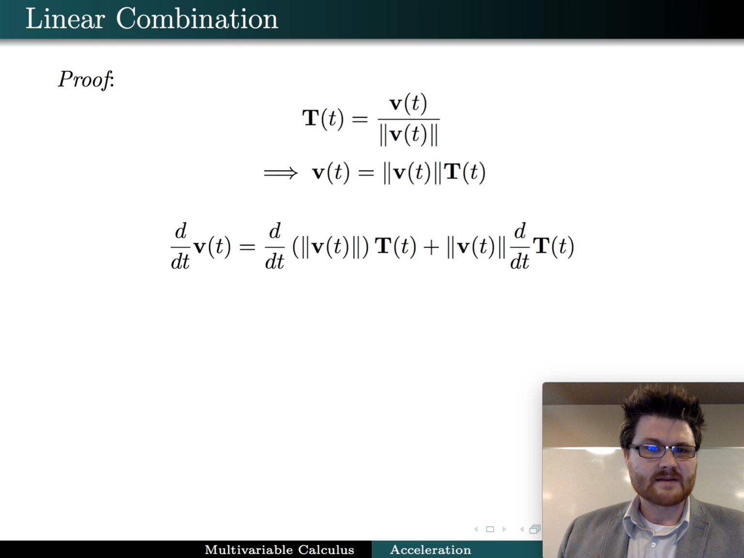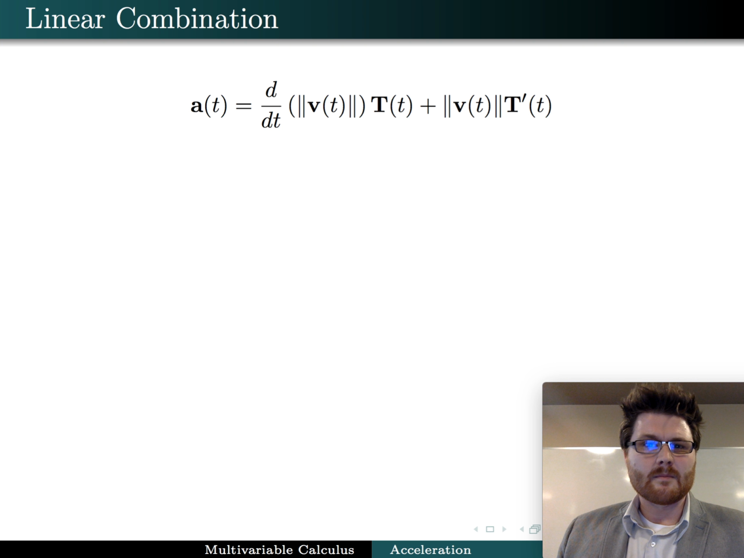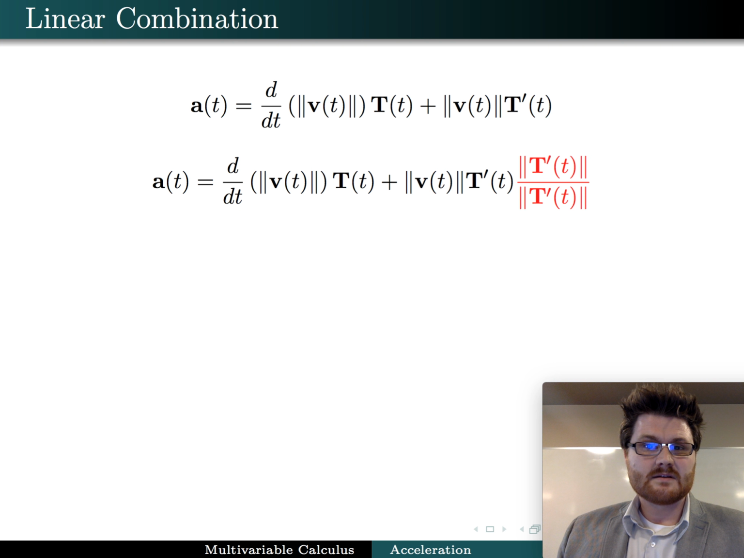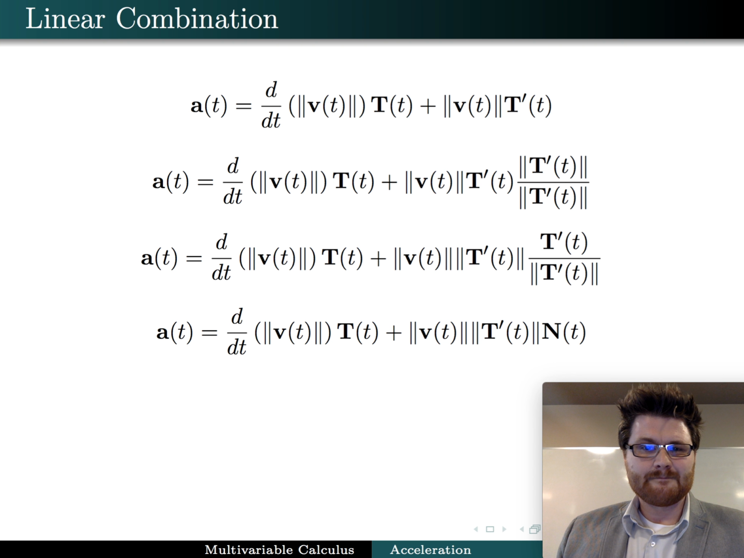And what we're going to focus on here is the second term on the right-hand side. What I'll do is just multiply it by 1, so it doesn't change that quantity. But we multiply it by 1 in a clever way so that if we rearrange a little bit, we notice that the term to the far right is exactly our definition of the principal unit normal vector.